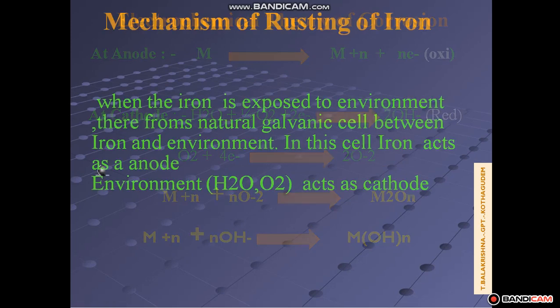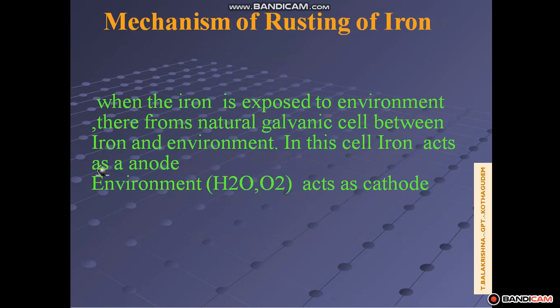Depending upon this theory, we can easily explain the mechanism of rusting of iron, because rusting of iron is one example of corrosion. When iron is exposed to the environment, it forms a natural galvanic cell between the iron and the environment. Iron acts as the anode and the environment acts as the cathode, because iron is more reactive than the environment. The more reactive one acts as the anode, and the less reactive one acts as the cathode.